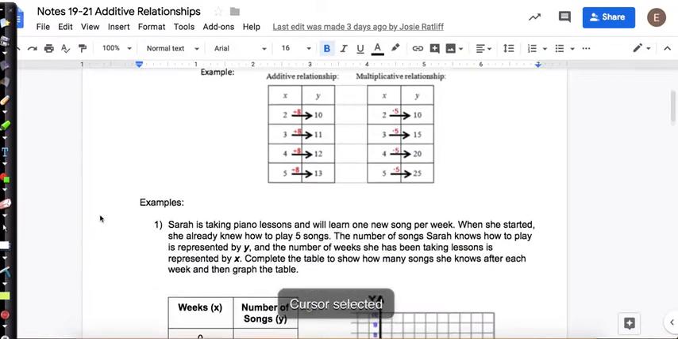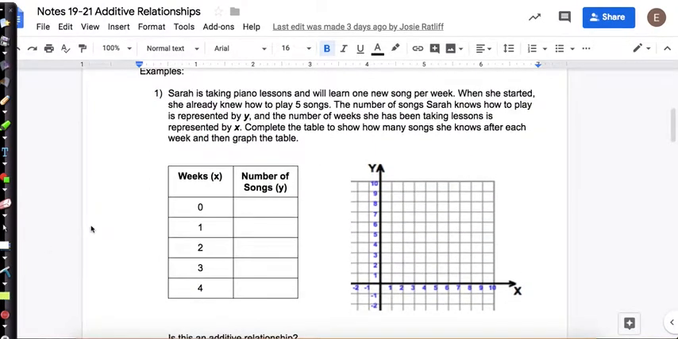So now let's look at the example. Sarah's taking piano lessons and will learn one new song per week. When she started, she already knew how to play 5 songs. So one new song per week, underline. When she started, she already knew how to play 5 songs.